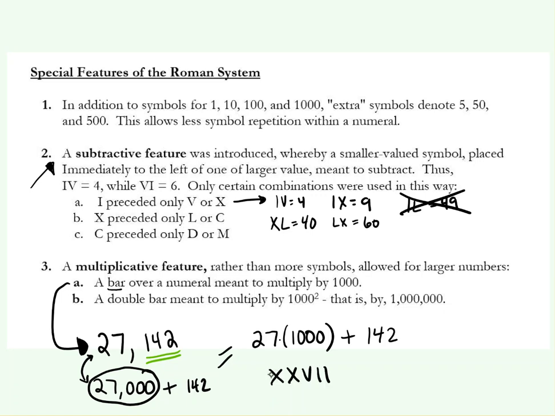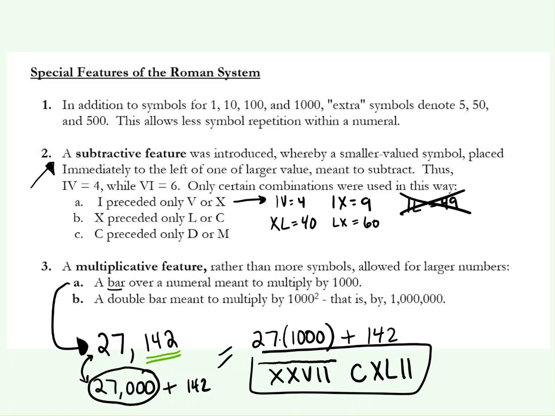So we have the symbol for 27, and then we draw a bar over this entire symbol to show that all of 27 is being multiplied by 1,000. And then we just add in the writing for 142. I recommend you pause the video and attempt to write out 142, unpause and see if you got the right answer. So 142 is CXLII. The reason being is C is 100. XL, the order is switched, so we've got 50 minus 10, which is 40. So 142. And that would be the Roman numeral for 27,142.